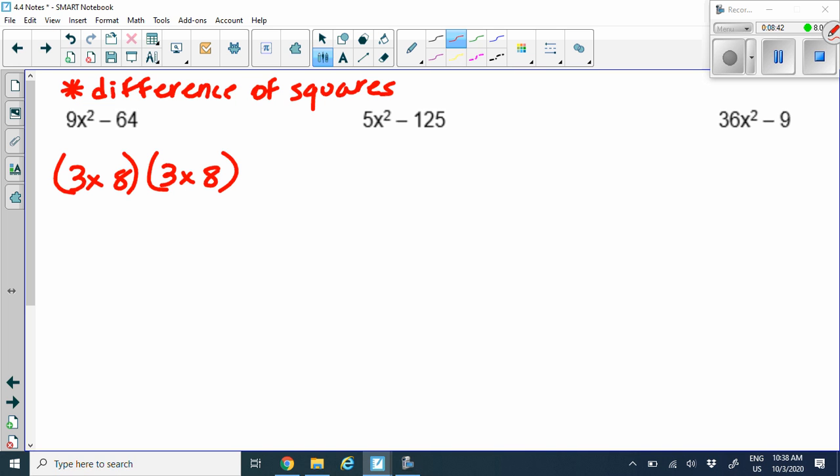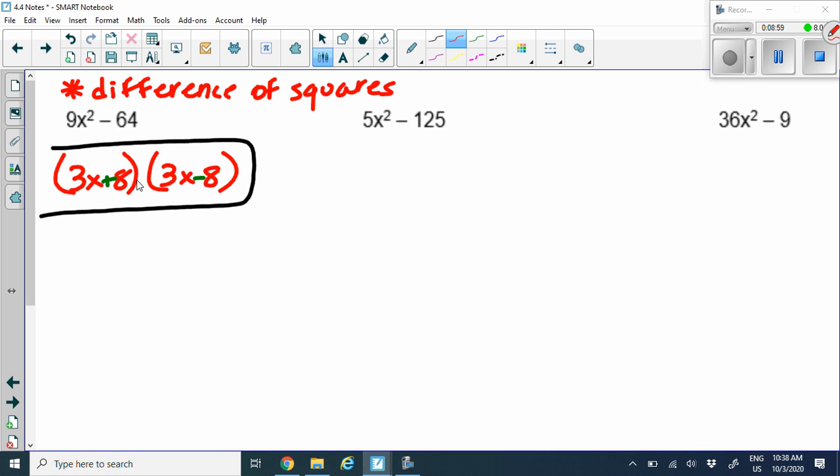Now remember, with the difference of squares, we are going to have one that's a positive and one that's a negative. And that's just going to be your final answer. So these are nice and easy, where you don't even have to do that guess and check method once you recognize they are a difference of squares.